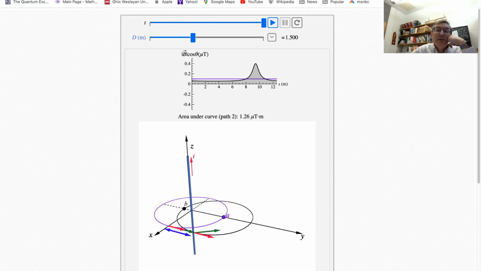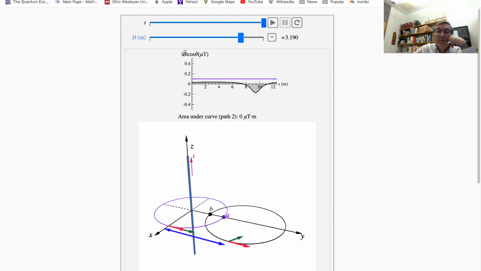I can even just decrease the d. I can go all the way down to 0, where then the two paths completely coincide. Then the graphs are identical. Or I can make the d bigger, and as long as path 2 encircles the wire, we get the positive area under the curve, the positive circulation. Same value, right? But if I then let path 2 get far enough out that it doesn't encircle the wire anymore, then the total area under that curve for path 2 is 0.